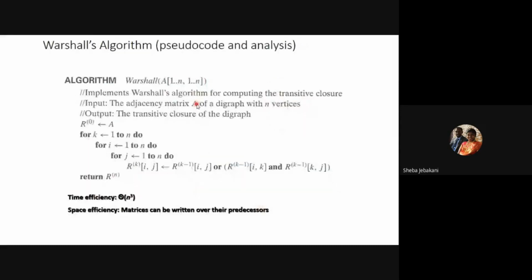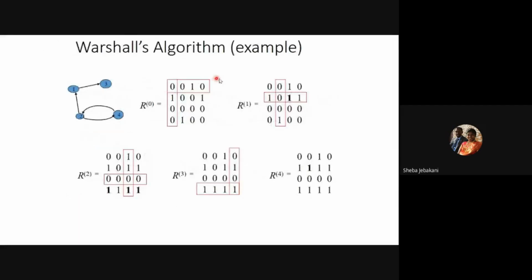So the code is very simple for this. Initially, we are taking the adjacency matrix as R of 0. Then K is the intermediary node that we are choosing. For example, if you see, first row, first column, second row, second column, third row, third column, fourth row, fourth column. Each time which row and column we are selecting, that will be the value of K. So this K has to go for as many rows and columns as we have.